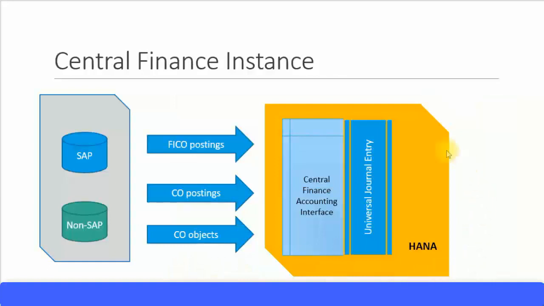Just to put this into a picture of what we discussed earlier, you will have SAP environment as well as non-SAP environment. There are three types of interface postings: the FICO postings, the CO postings, and any changes within the CO objects. This will all be replicated to the Central Finance accounting interface, and from here all will be posted to the universal journal entry table, which is also called the ACDOCA table, and this all resides within the SAP HANA environment running SAP Simple Finance.